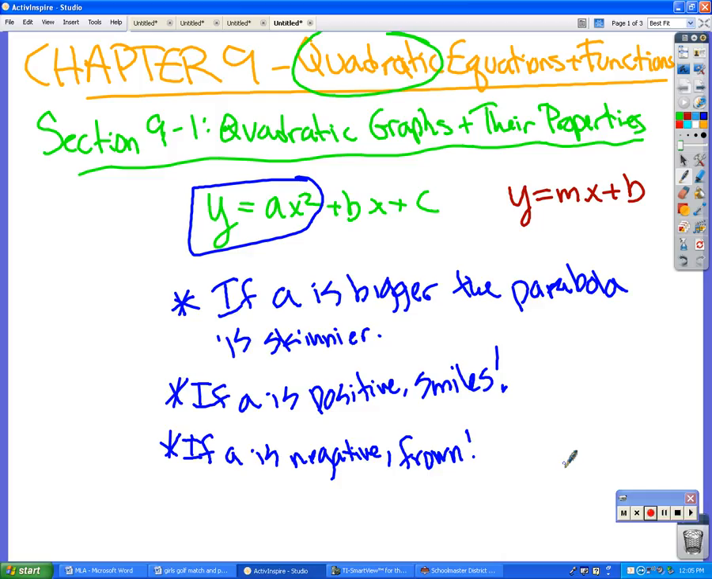So we're learning a lot of things about the graphs of the parabolas. Hopefully you guys are copying these down so you can look them up when you're doing your homework and learn a little bit. Okay? So if A is bigger, then the parabola is skinnier. If A is smaller, then that makes it wider. If A is positive, then that means the parabola is opening up, or like a smile. And if A is negative, then that means the parabola is opening down like a frown.